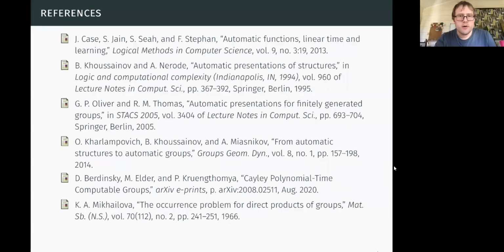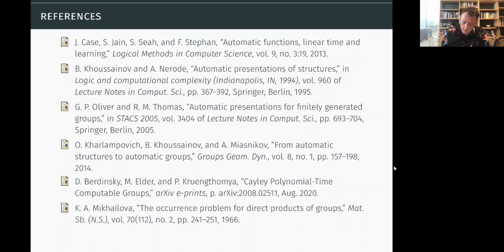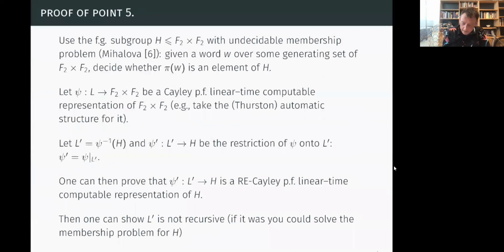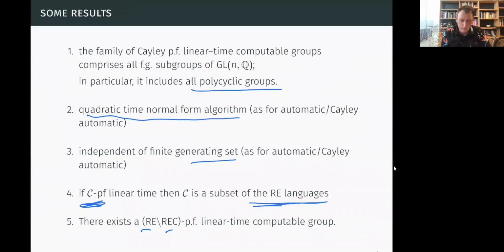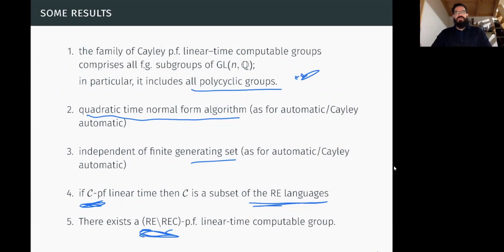You say this class comprises the finitely generated subgroups of GL_n(Q). Is it exactly that class of groups? Oh no, it's bigger. It includes something that's recursively enumerable, not recursive, which is probably not in there. So this is the Mihailova subgroup of F2 times F2. Actually, it's bigger, and we actually generalize the definition even more. But yeah, we don't know how big the class is. We think lots of things are there. We're trying to prove that Thompson's group is in there, actually.